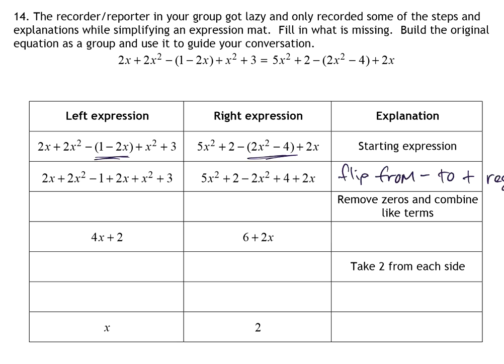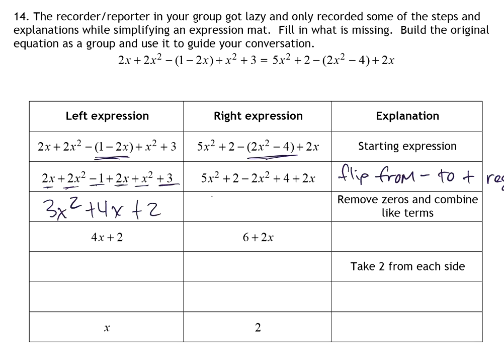Next, remove zeros and combine like terms. If I look at this first one, the left expression, in terms of x squared, I have 2x squared, and I've got another x squared, so that's a total of 3x squared. In terms of x's, I've got 1, 2, 3, 4 of them, so I've got plus 4x, and then I've got a negative 1, and then a plus 3, which is a plus 2.